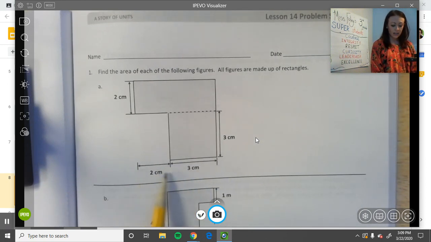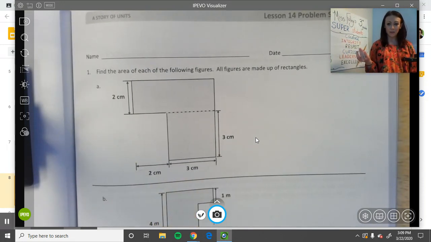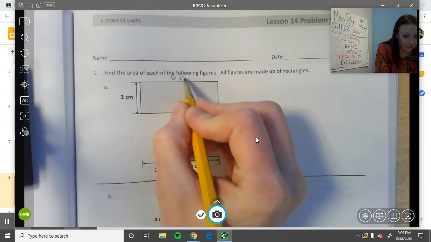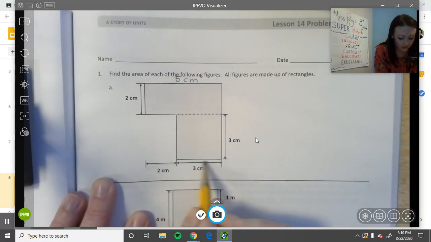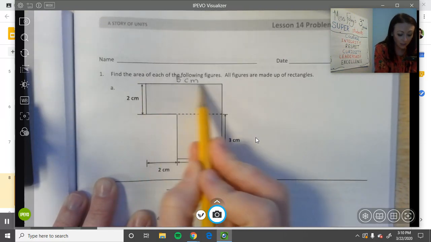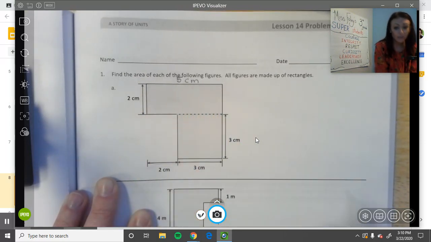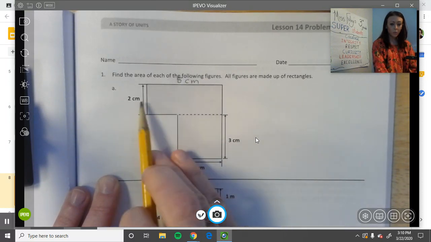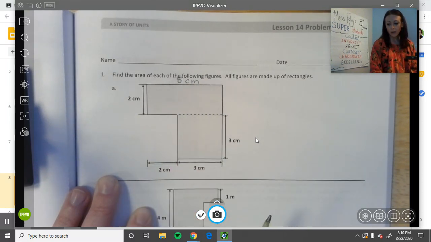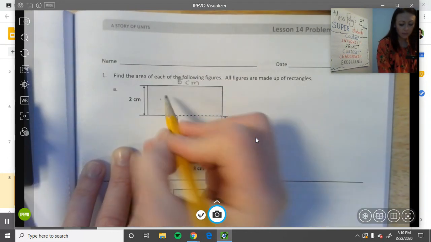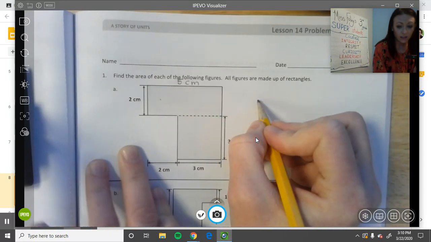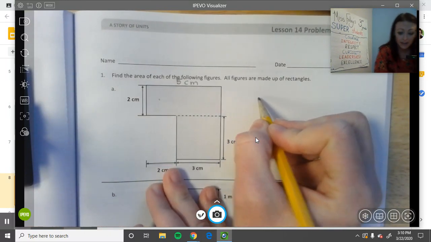So if I add the 2 centimeters plus 3 centimeters, how long is that dimension going to be? I bet you might have said 5 centimeters. And that is correct, because we know that if it's 5 centimeters across this way, the top length is the exact same, and it's going to be 5 centimeters as well. So now I know both my length and my width for this top rectangle. And I'm going to say that this one's going to be my rectangle A. So I'm going to now solve for the area of rectangle A over here.